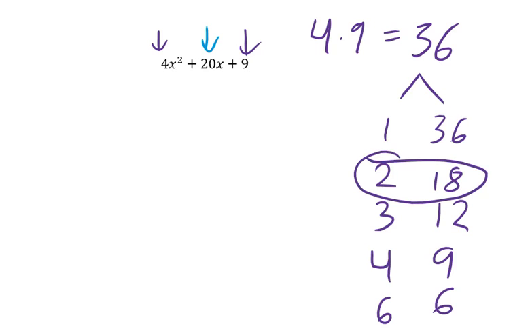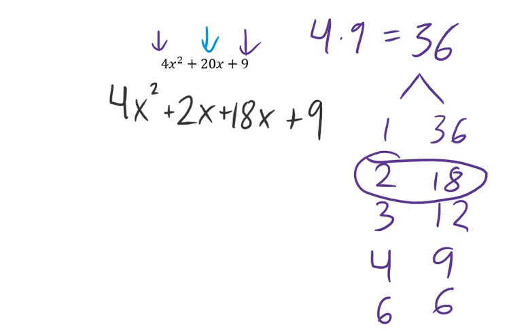I'll use those numbers to rewrite this. 4x squared plus 2x, 2 from those numbers I found, plus 18x, 18 from those numbers I found. It doesn't matter the order I put it in. I could have done the 18 here and the 2 here. It doesn't make a difference. Either way I do it, I now have 4 terms. I cut the problem in half.